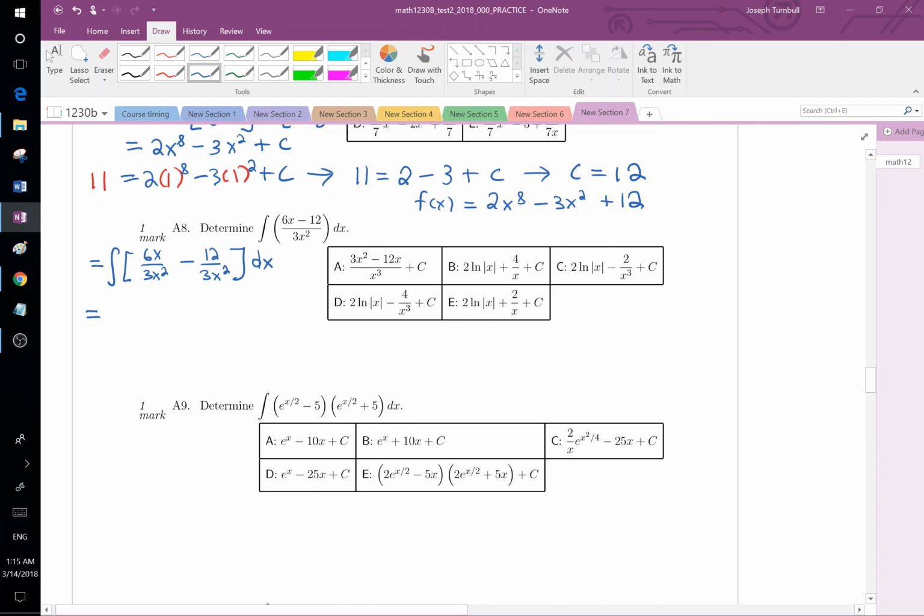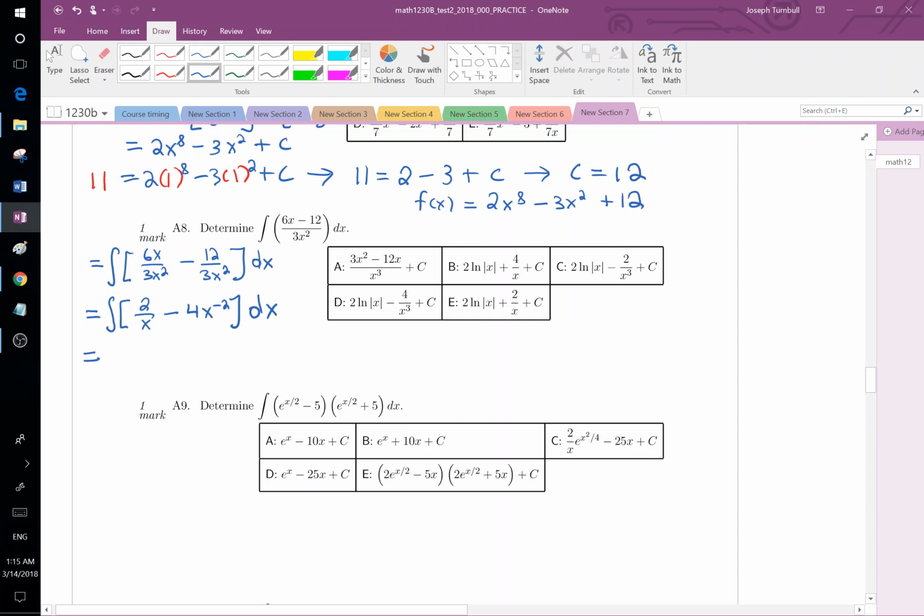Now we simplify. Antiderivative, 6 over 3, so we have a 2 upstairs, and an x downstairs, x to the power of 1 in the basement. And then 12 over 3, 4 over x to the power of 2, and rewrite that as 4x to the negative 2. Yes, we can write the first one as x to the power of negative 1, but I'm not going to do that.